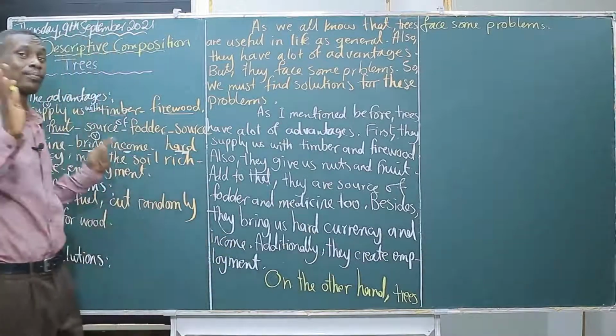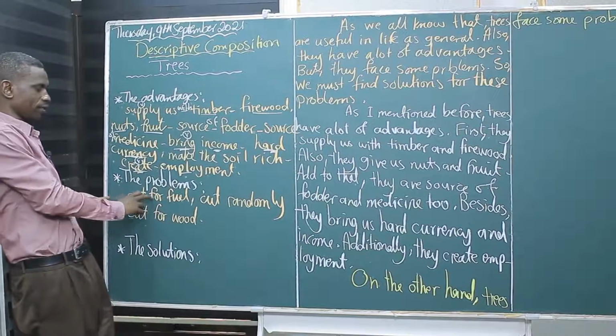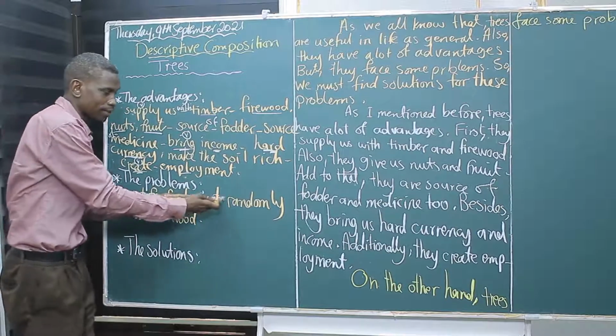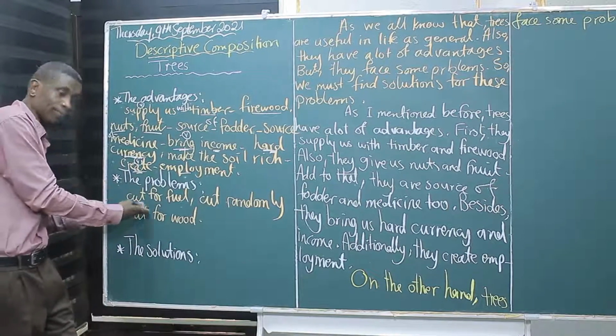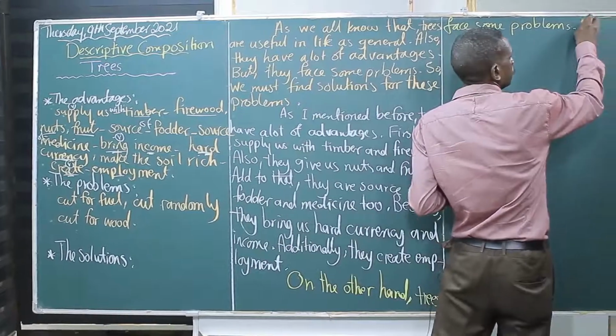So I'm going to write the problem that trees face. Cut for fuel. We can say people cut them for fuel. And also we can say people cut them randomly. And we can also say people cut them for wood as well. Some problems.